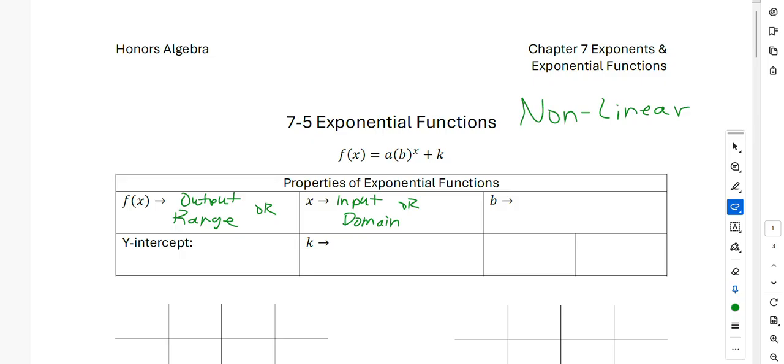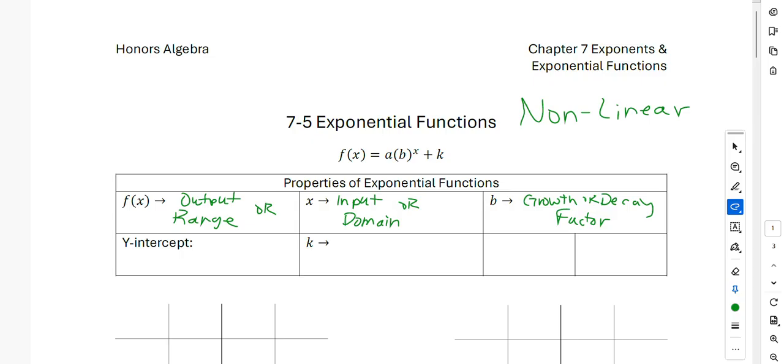B is a unique piece to exponential functions. This is the growth or decay factor. Okay. Who has heard of exponential growth? Like in science class, like bacteria growing, or something like that. What about exponential decay? Also science class. Cool. So those are exponential functions.